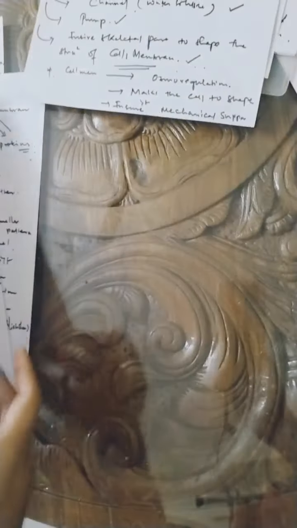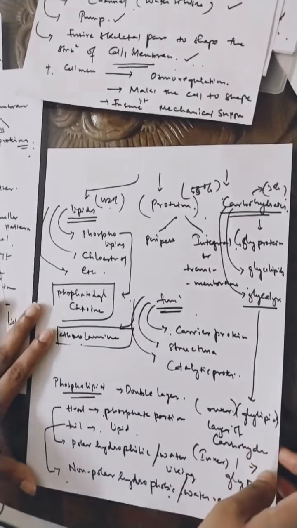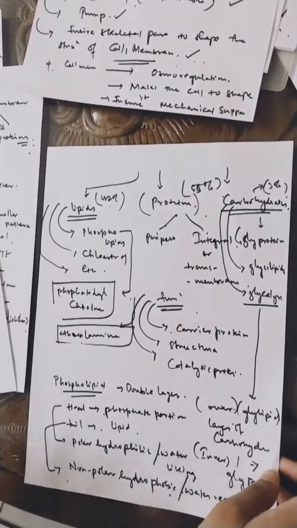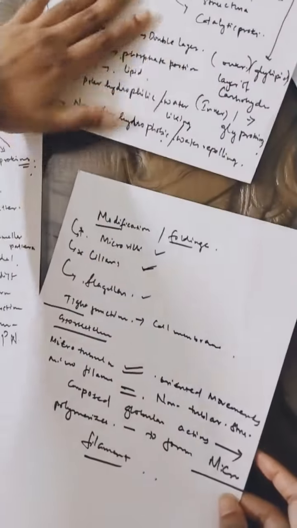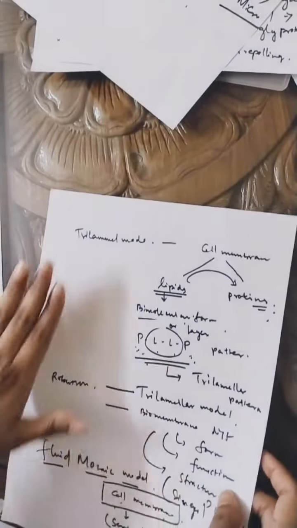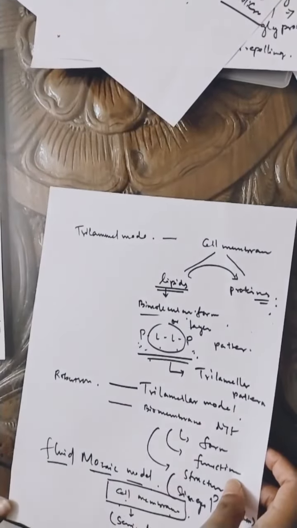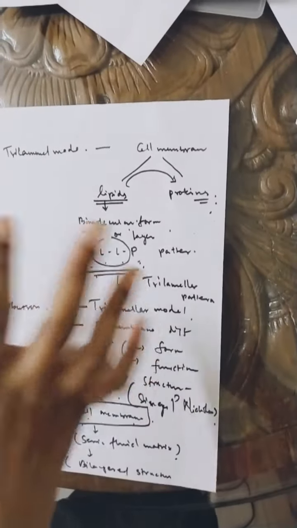And the percentage of presence of these constituents is as just spoken by me. Then there are the foldings and modifications like microvilli, cilia and so on. And there are certain models like the trilamellar model, Robertson model, fluid mosaic model and so on.